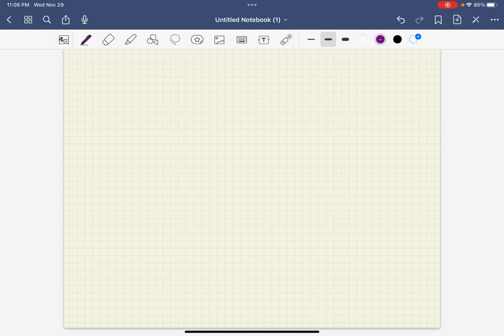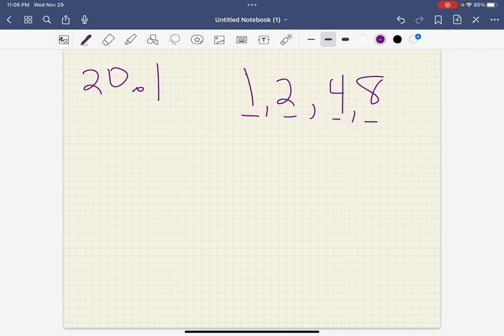So it says the number 8 is a multiple of which numbers? So that's asking us to say, well, which numbers multiply to give you 8? Sorry, just 8. Well, 1 times 8 is 8. What other numbers multiply to give you 8? It would be 2 times 4, and that's it. So 8 is a multiple of all 4 of these numbers.